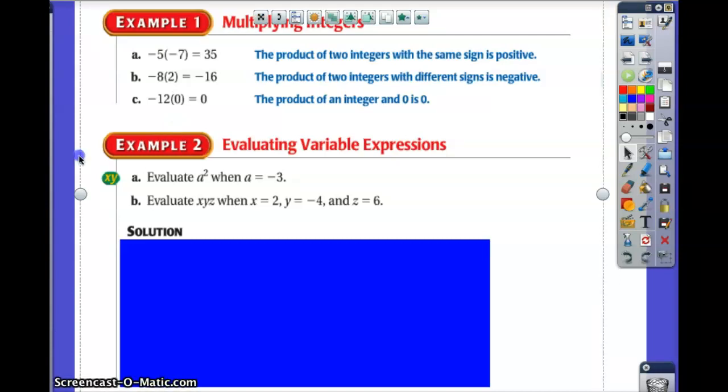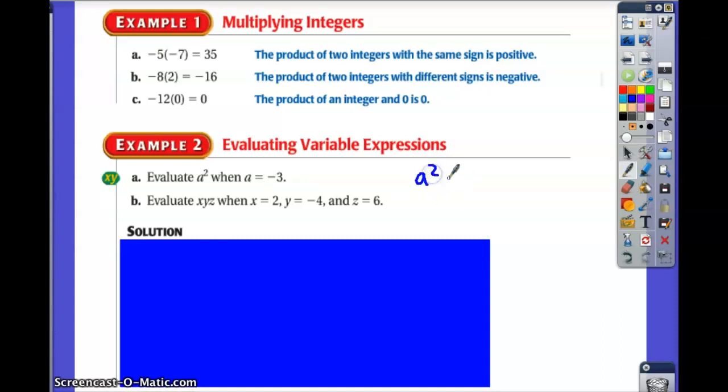So some more examples. Evaluate a squared when a equals negative 3. Let's work that out to the side here. So a squared equals negative 3 squared, which is the same as negative 3 times negative 3. Remember the rules for multiplication. The signs are the same, so the answer is positive. In this case, positive 9.